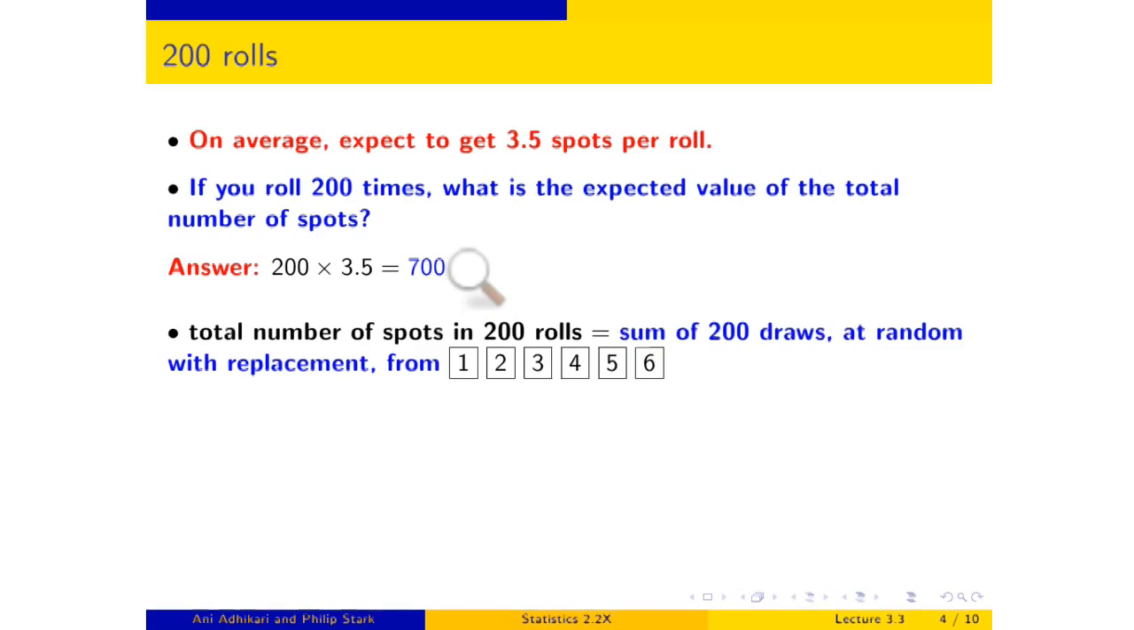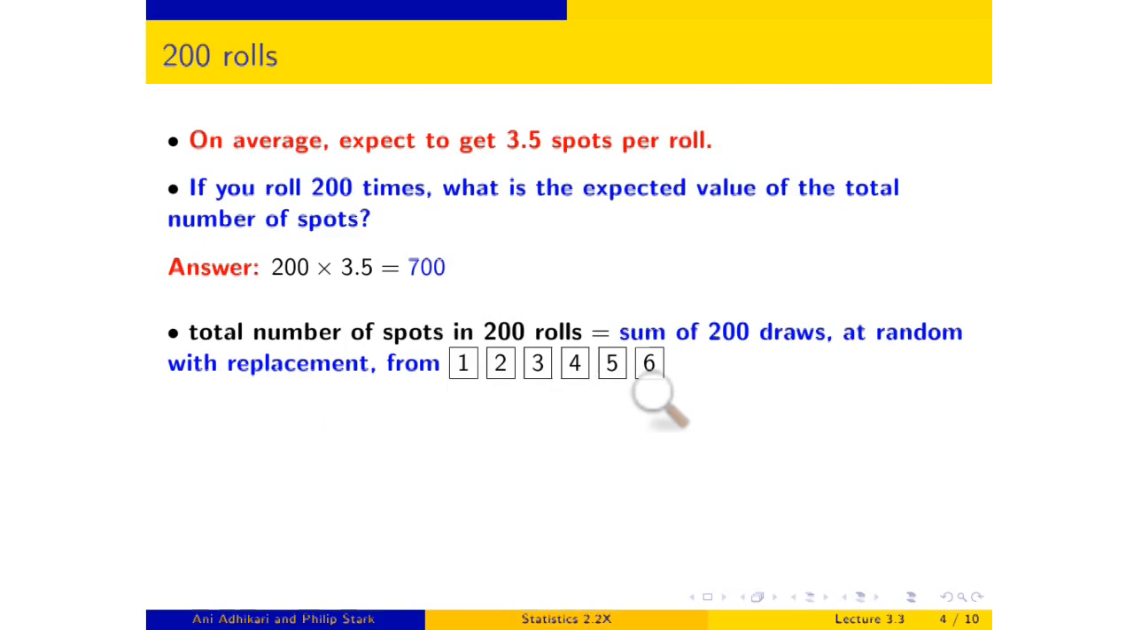And what I'd like to do now is to rewrite this in terms of drawing at random from a box. So as we said, 200 rolls of a die is probabilistically equivalent to drawing 200 times at random with replacement from the box 1 through 6. You cannot draw 200 times without replacement from this box. You will run out of tickets after the 6th roll.